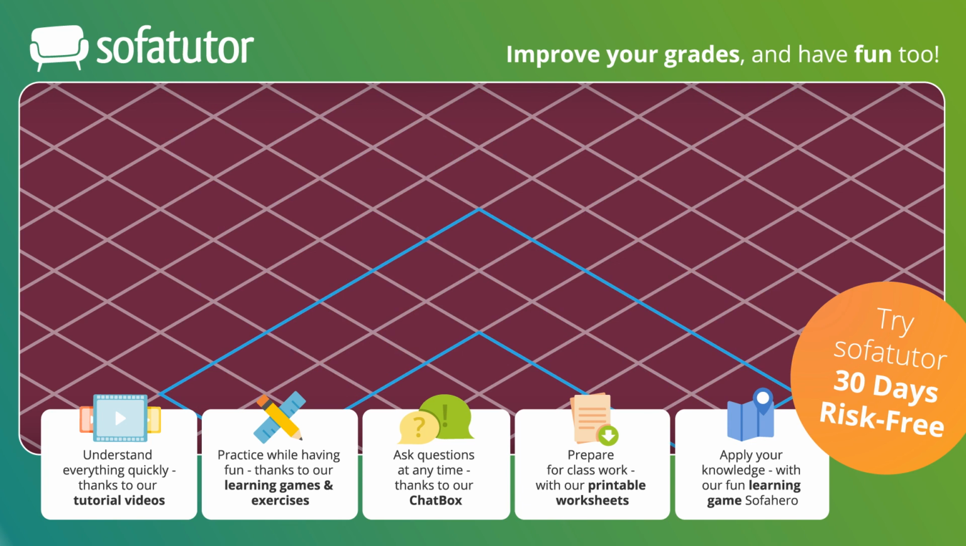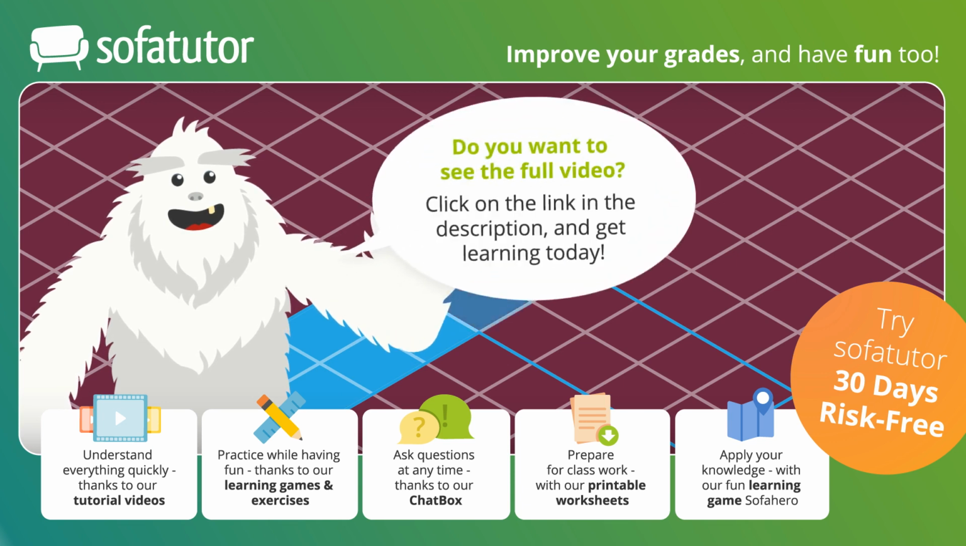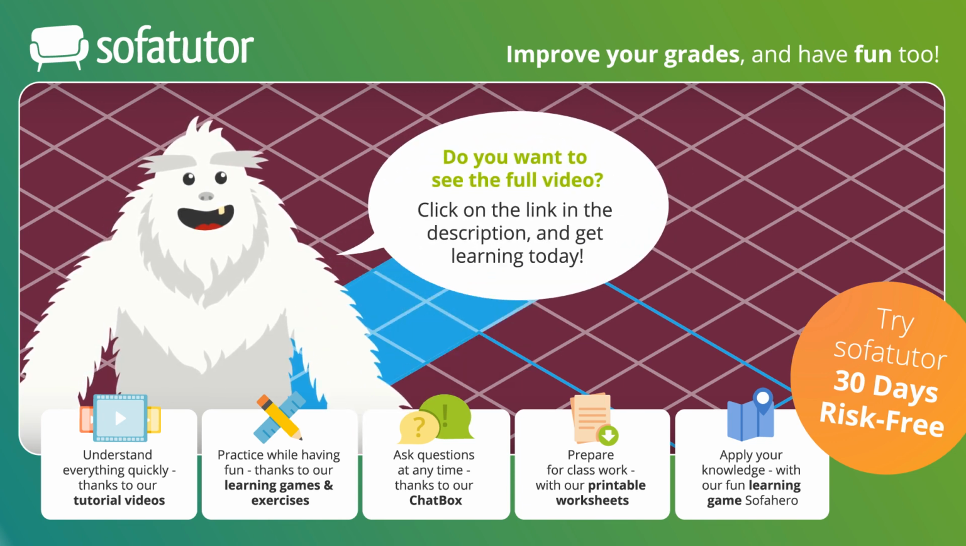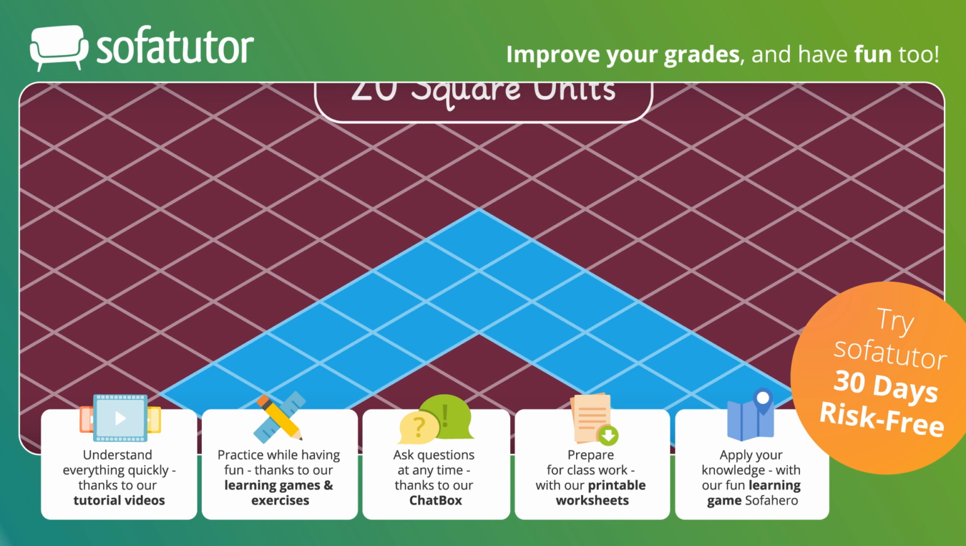We start in one corner and carefully count each square. 1, 2, 3, 4, 5, 6, 7, 8, 9, 10, 11, 12, 13, 14, 15, 16, 17, 18, 19, 20. Zuri's house is 20 square units.